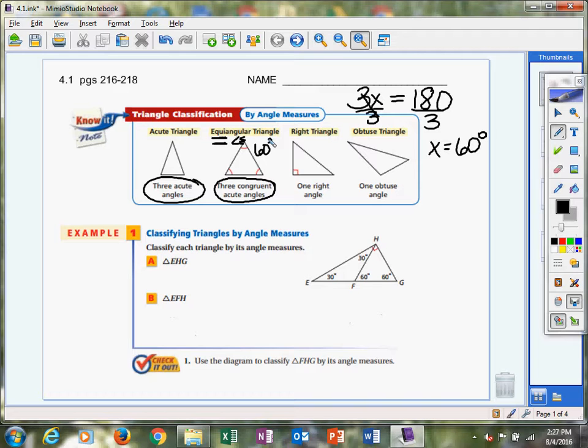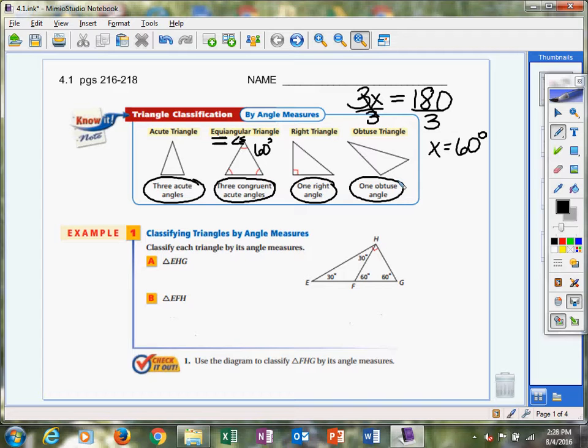A right triangle is going to have 1 right angle. You are not going to have more than 1 right angle in a triangle. It won't be a triangular shape if you have 2 right angles. And then an obtuse triangle has just 1 obtuse angle. You're only going to have 1. The other 2 angles will be acute. Okay, so let's look at example 1.